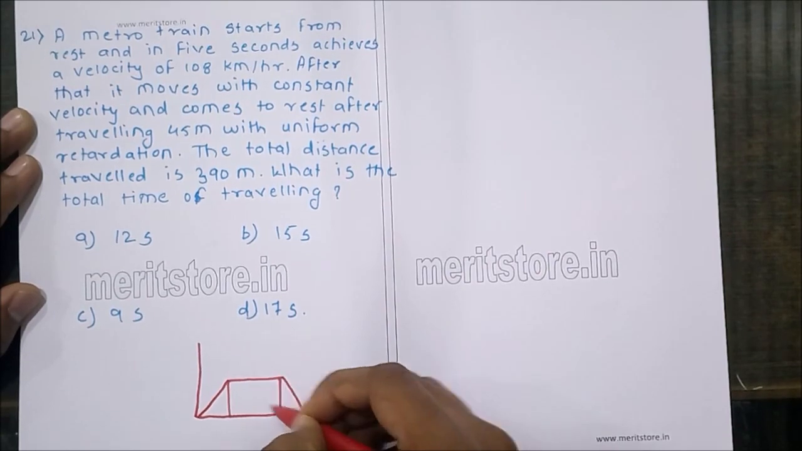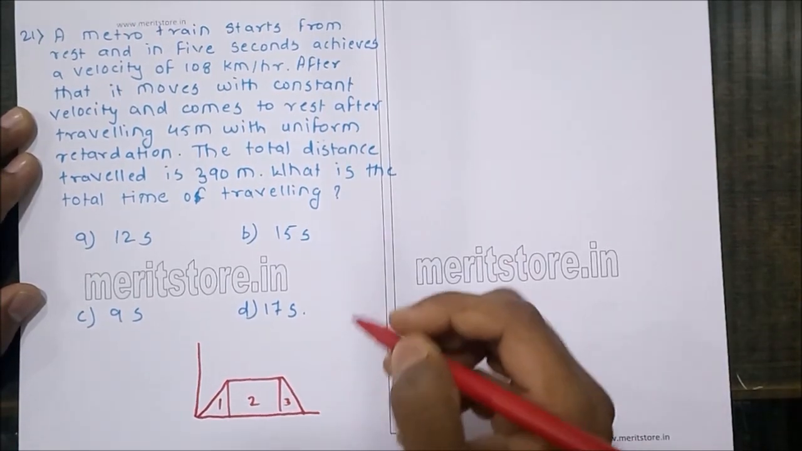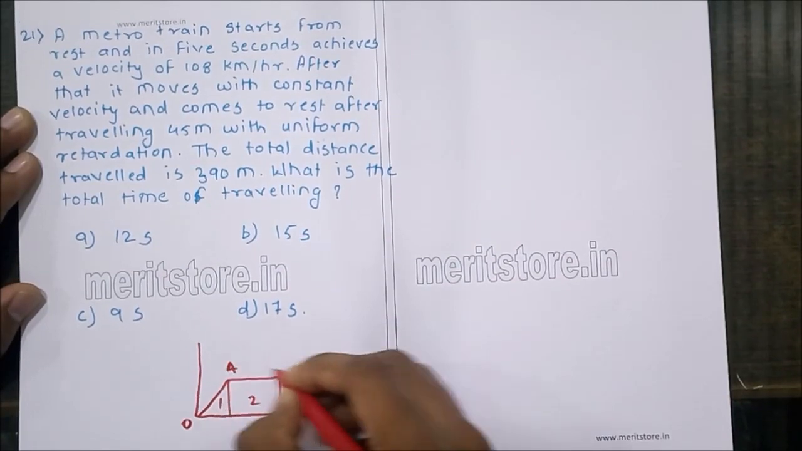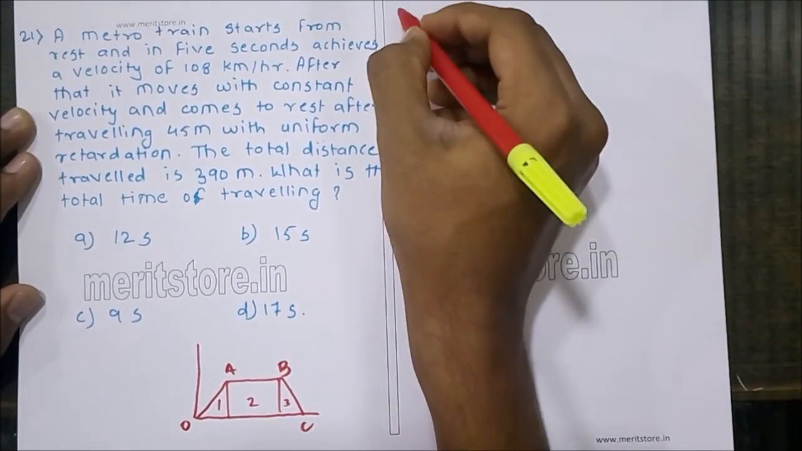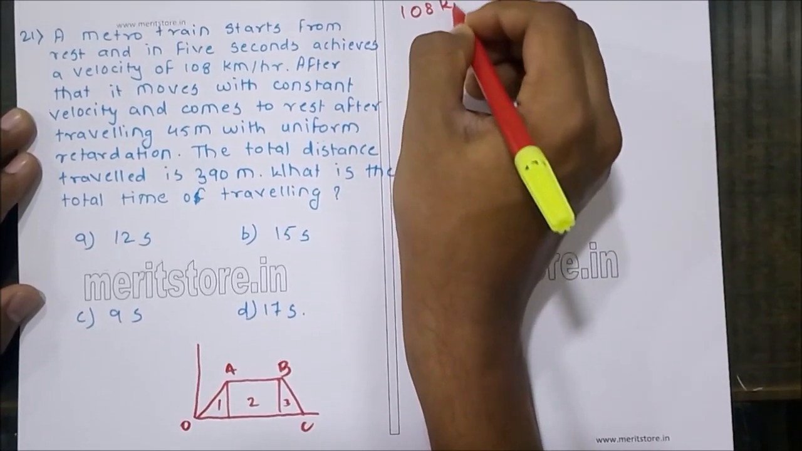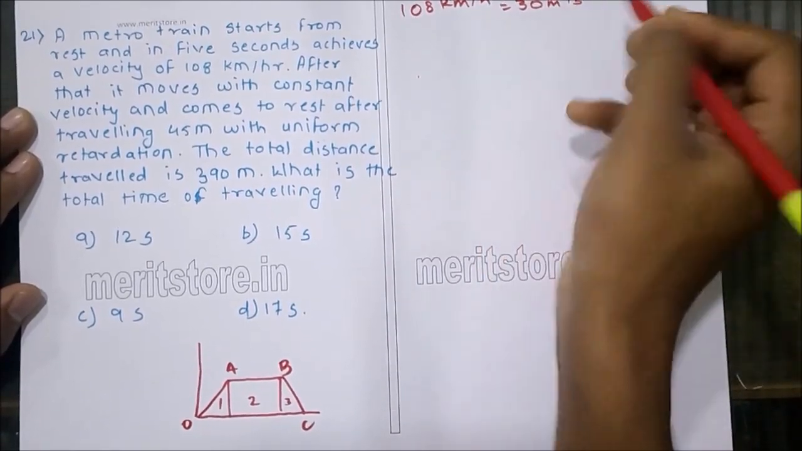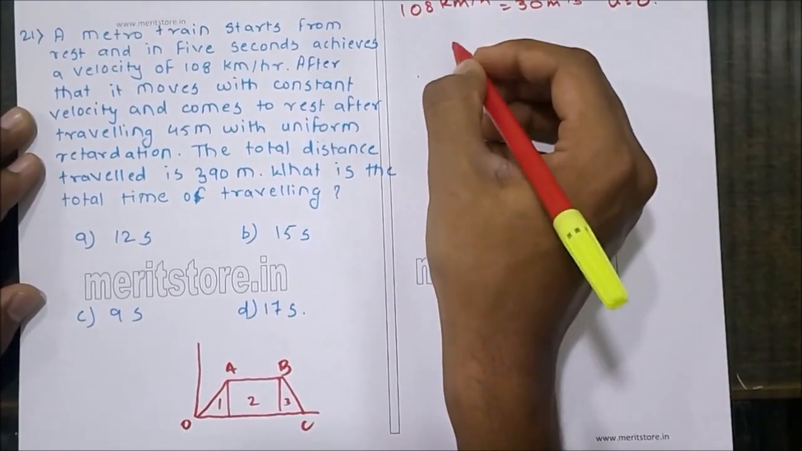So in the first region, the train is accelerating, second has a uniform velocity, and third, the train is retarding. So let's just name it as A, B and C. So the given speed is 108 kilometers per hour, which is nothing but 30 meters per second. And since the initial speed starts from rest, initial speed is 0.